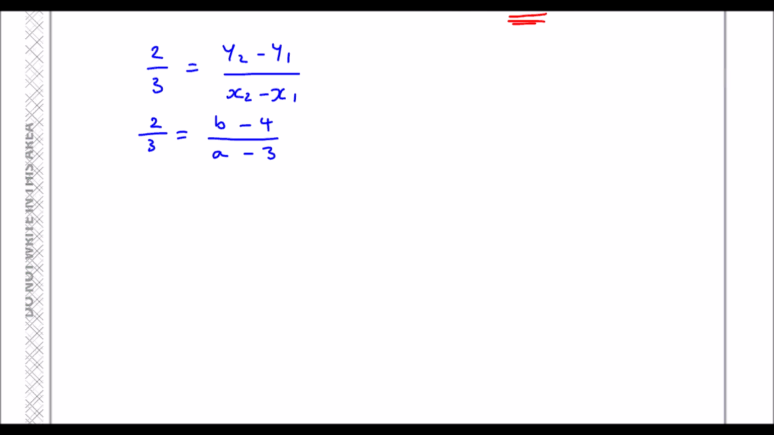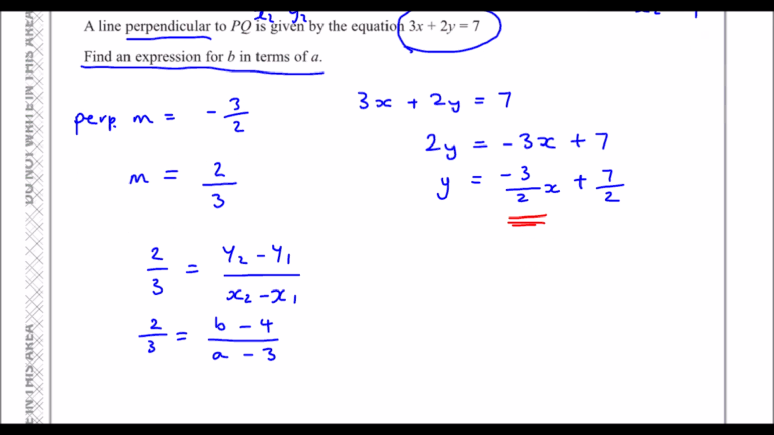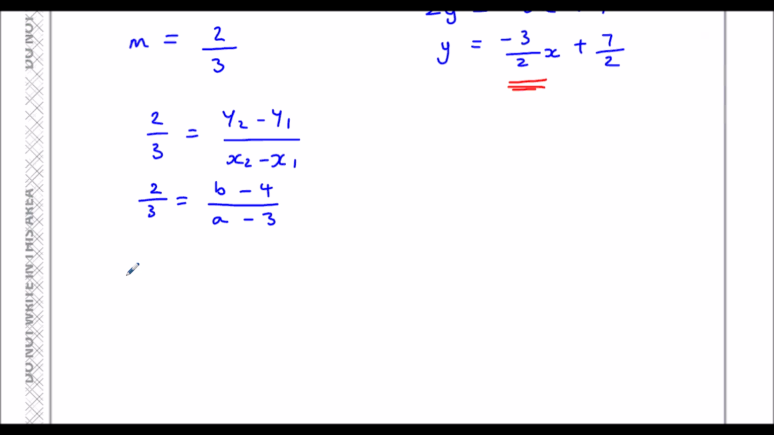Okay, I just need to rearrange now. I want an expression for b in terms of a. So I want b equals, make b the subject of the formula now. So I'm going to get rid of this divide by a minus 3. The opposite of dividing by a minus 3 is timesing by a minus 3. So I'm going to times both sides by a minus 3.